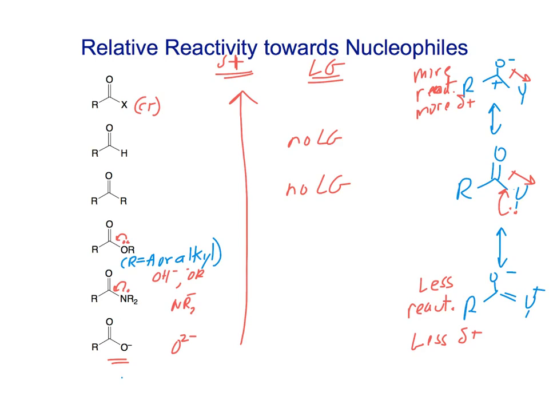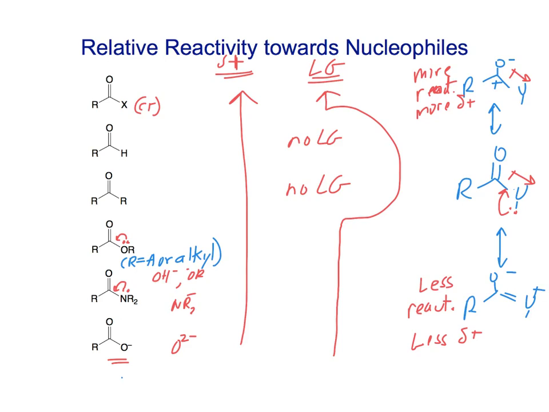Okay? So which of these are better leaving groups? The chloride or the O2 minus? Chloride is way better, right? So the leaving group ability also increases as we go up, but we're going to loop around here because there are no leaving groups for the aldehyde and the ketone. So in general, based upon both the amount of delta plus on the carbonyl carbon and the leaving group ability, we're going to increase reactivity as we go up.